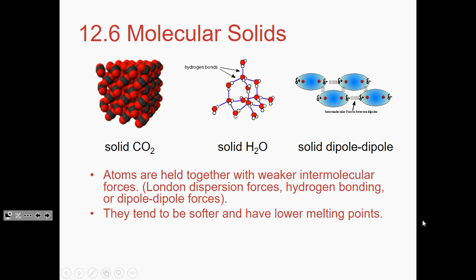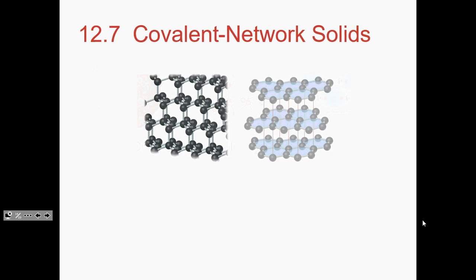And remember, you can have hydrogen bonding, which is a little bit stronger type of van der Waals forces. You can have dipole-dipoles between polar molecules, and you can have relatively weak London forces. In every case, these are significantly weaker than ionic bonding or ion dipoles or covalent bonding or metallic bonding. So these tend to be much softer and have much lower melting points.